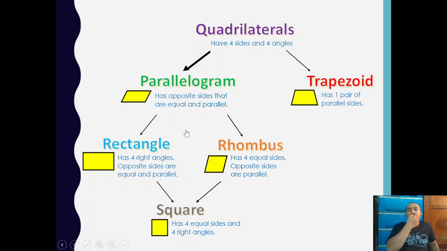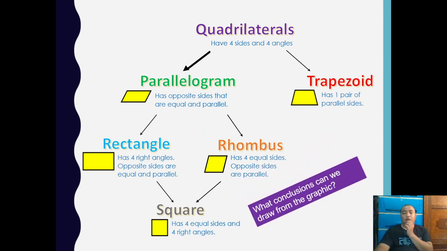So, ito na yung family of quadrilaterals. Quadrilaterals have 4 sides and 4 angles. Parallelogram has opposite sides that are equal and parallel. Trapezoid has 1 pair of parallel sides. These are now the parallelogram, rectangle, rhombus, and square. Rectangle has 4 right angles, opposite sides are equal and parallel. Rhombus has 4 equal sides, opposite sides are parallel. So square naman has 4 equal sides and 4 right angles.